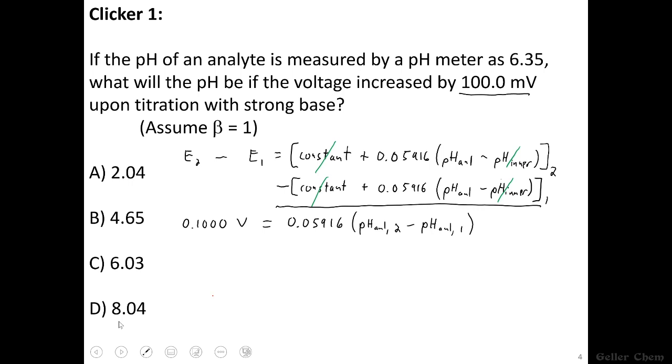From here, I'll leave it to you to figure out what to do with this pH value and to determine which answer is correct. We'll finish it in Zoom.